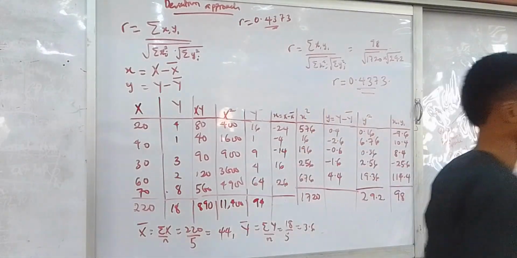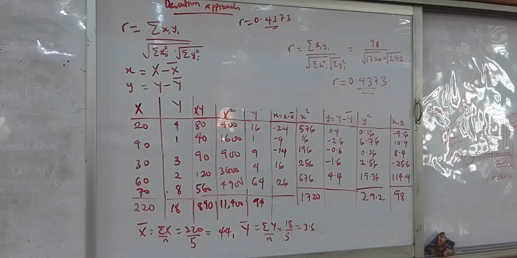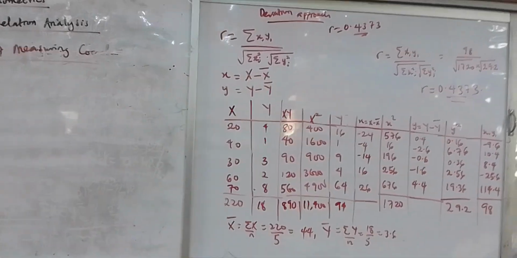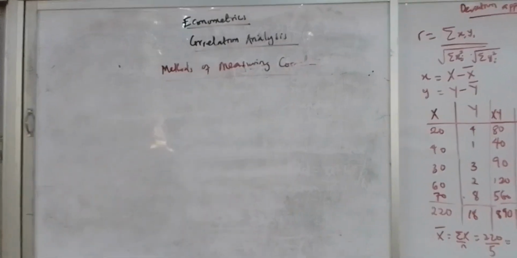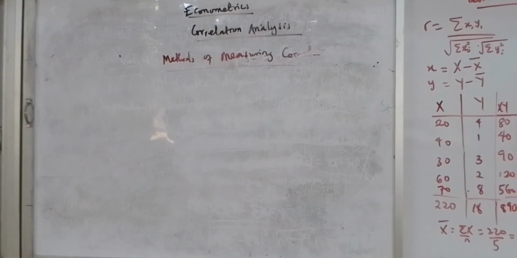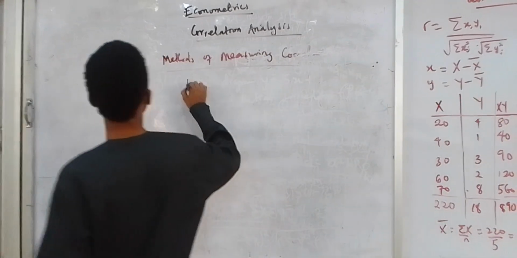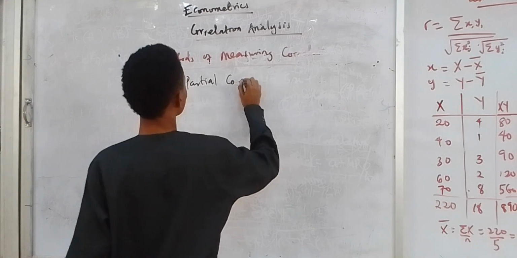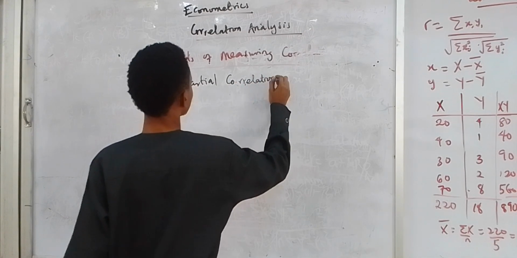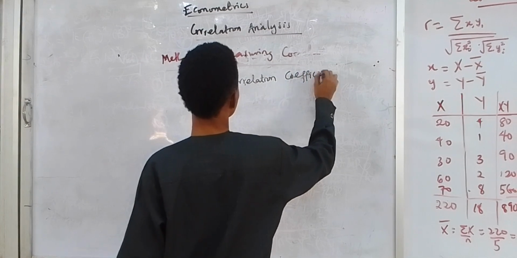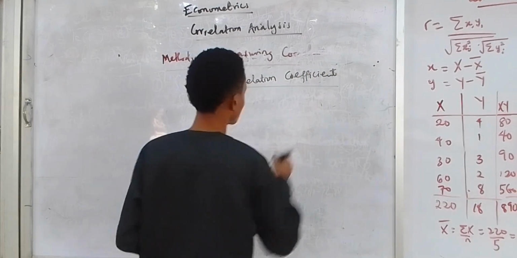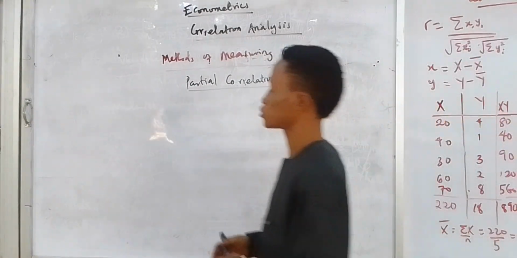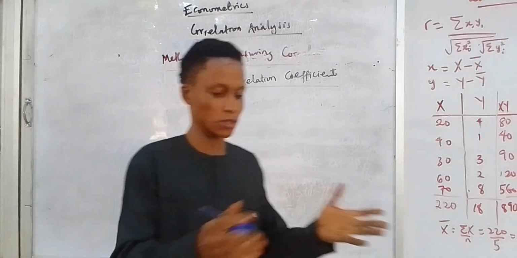Partial correlation coefficient. Now, whereby you have different independent variables, you want to measure the relationship that exists between two variables.